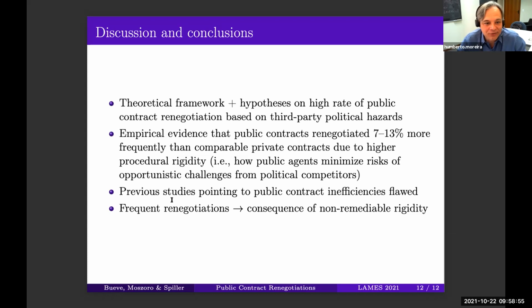So I was trying to come up with other possibilities that explain the same results you have here. How much can I buy the strategy you showed, compared to other possibilities that the literature has raised before? Yes. So that is the classic example, the first usual suspect. Why are public contracts renegotiated more often?